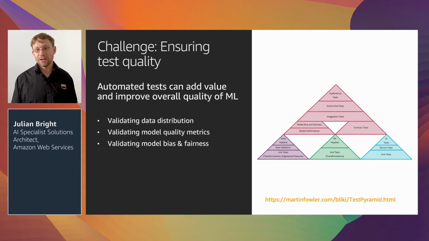And these include things like validating for bias and fairness. So ensuring that the data set is distributed such that we've got a good representative sample across the corpus.